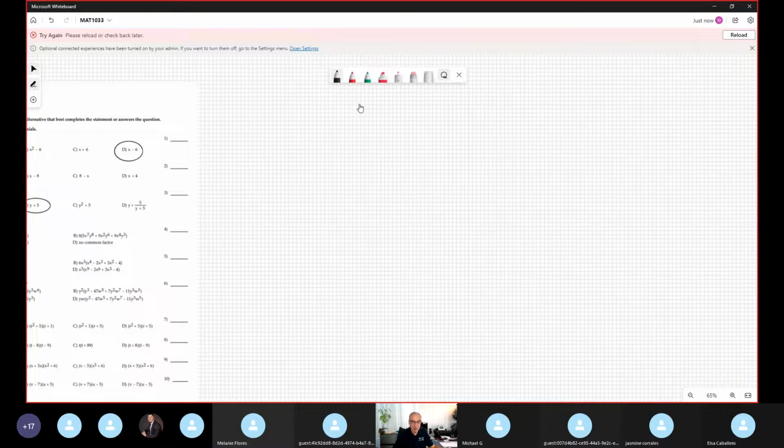The first thing, number one, in order to do the factorization, is find the GCF. What is the GCF? It's greatest common factor. Okay.